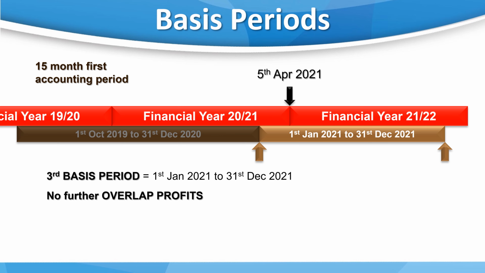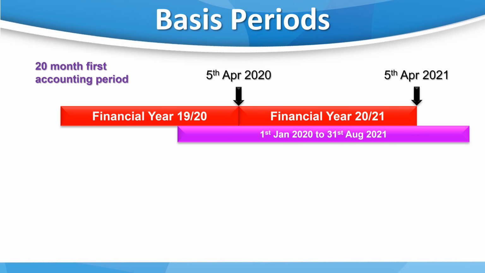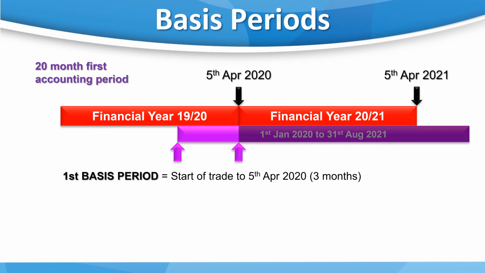There's now just one final example, and this is where the first accounting period is so long that there's no year end in the second financial year. In this example, the first accounting period is for 20 months, the 1st of January 2020 to the 31st of August 2021. As always, the first basis period will be from the start of trade until the 5th of April.